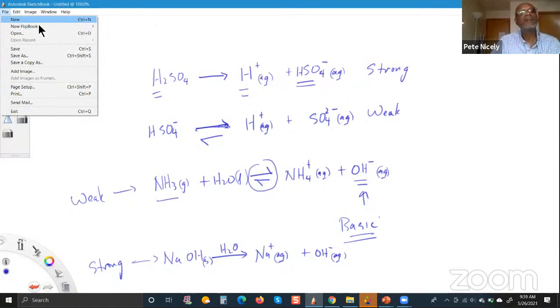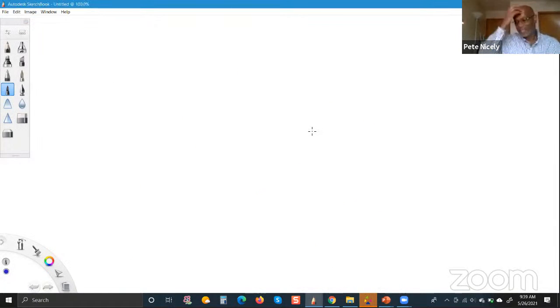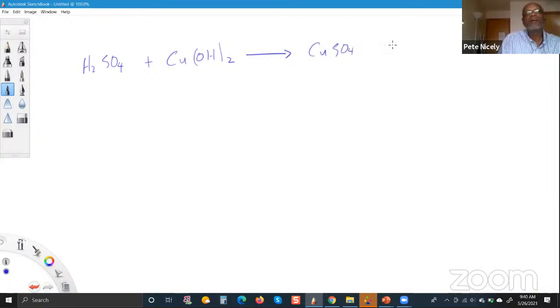Let me remove this here. Okay, so let's say you're given H2SO4 plus Cu(OH)2. All right, now, of course, you should be able to figure out what the products would be, which would be CuSO4 plus H2O. All right, so to balance this, we need a 2 here.